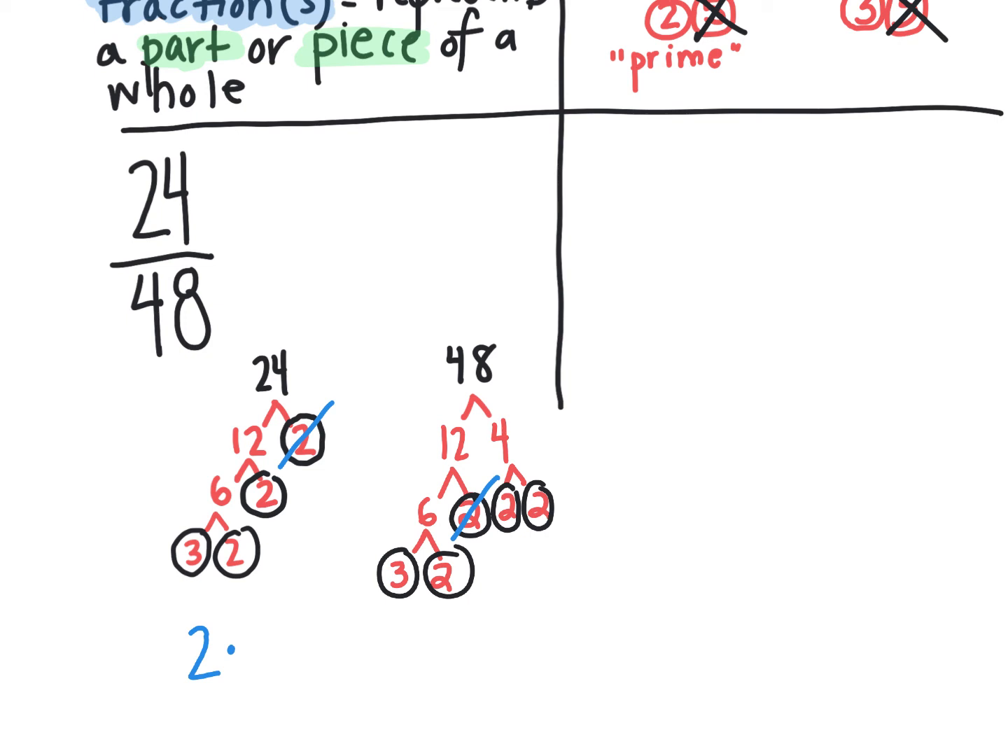And then I see a 2 here and a 2 here. So I'm going to go ahead and write that down at the bottom. And then I see a 3 here and a 3 here. So I'm going to go ahead and write that down at the bottom. And lastly, I see another 2 here and another 2 here. So I'm going to write that down at the bottom.